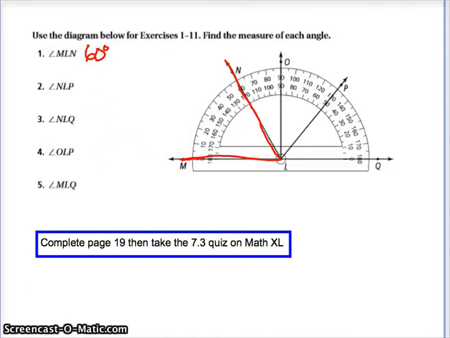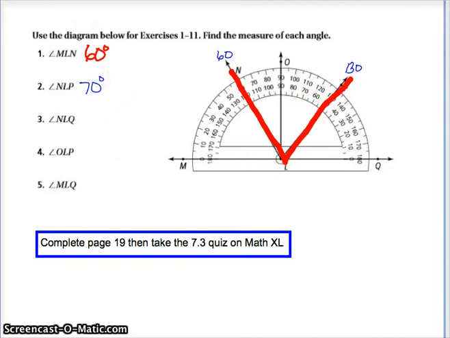Let's look at the next example. Clear our old one out. NLP. If I were to trace NLP, here's N, L, and then P. That angle started right at 60 and went all the way to 130. So that means inside there, that is 70 degrees.